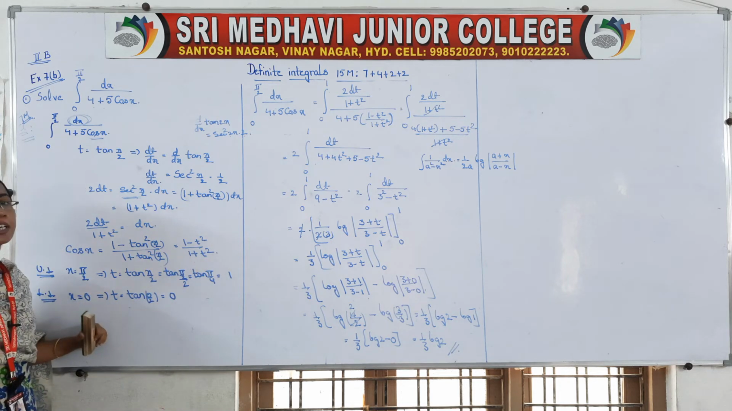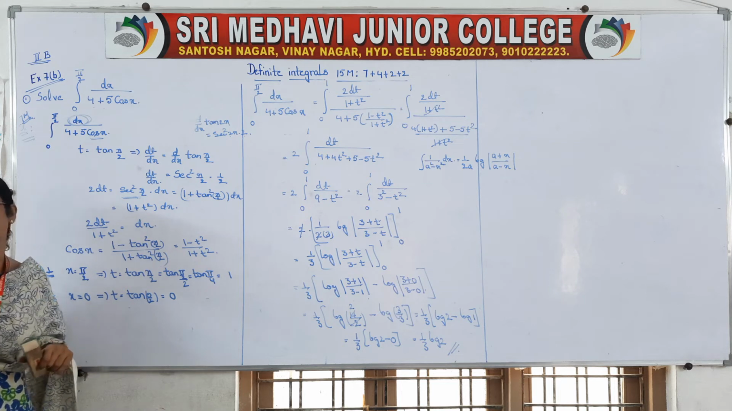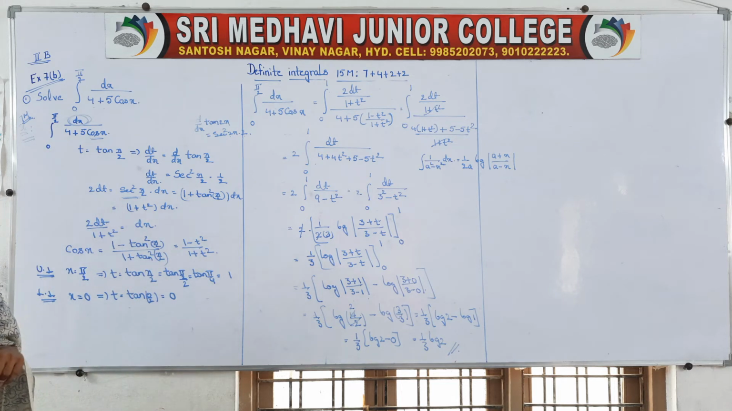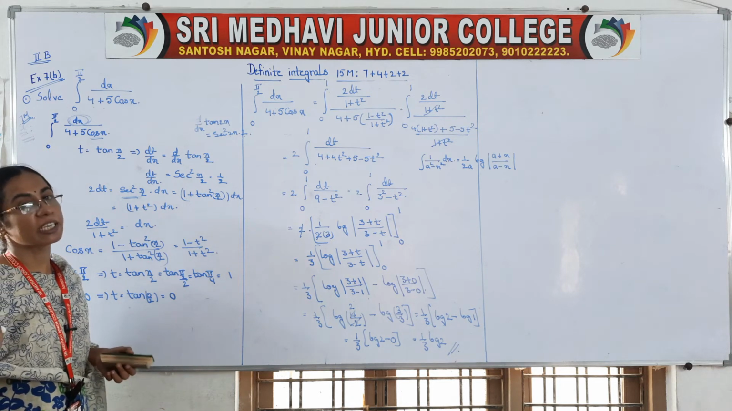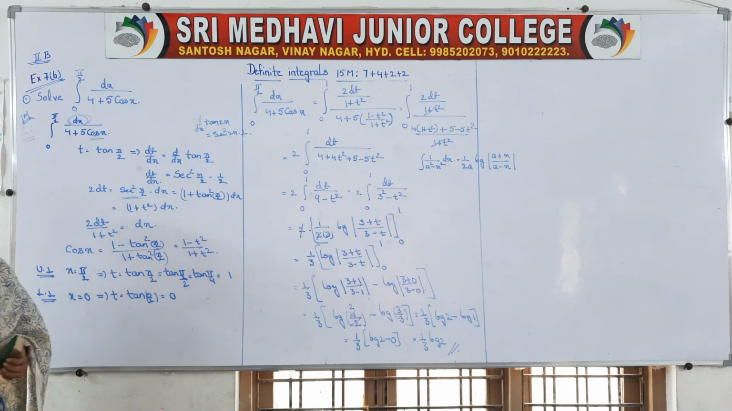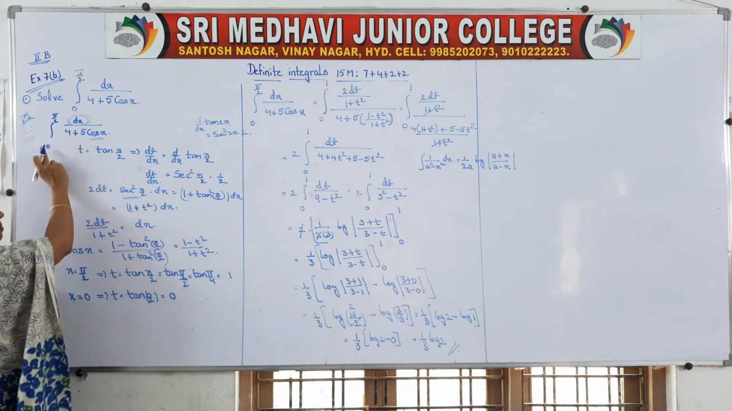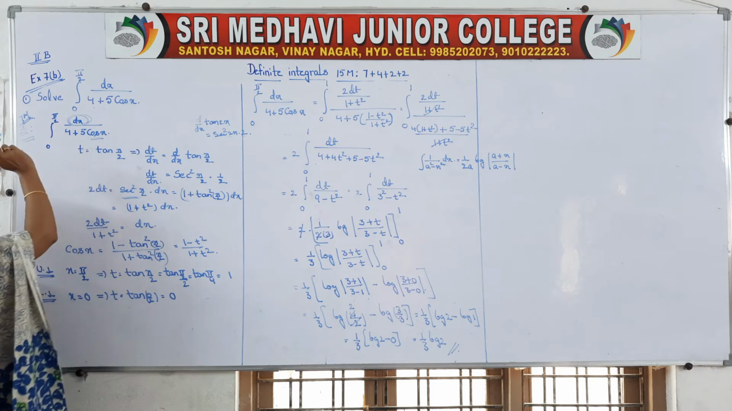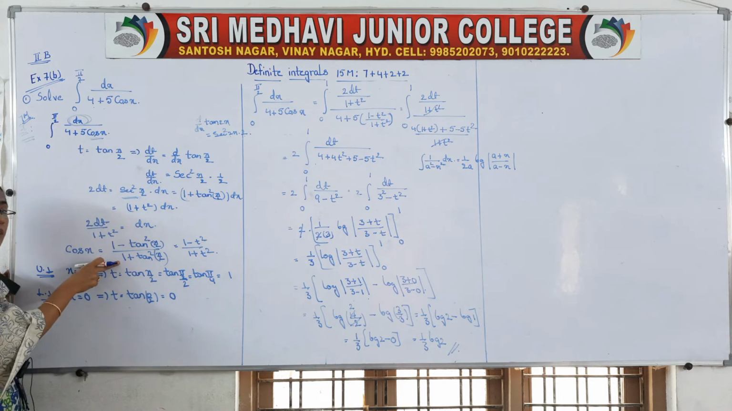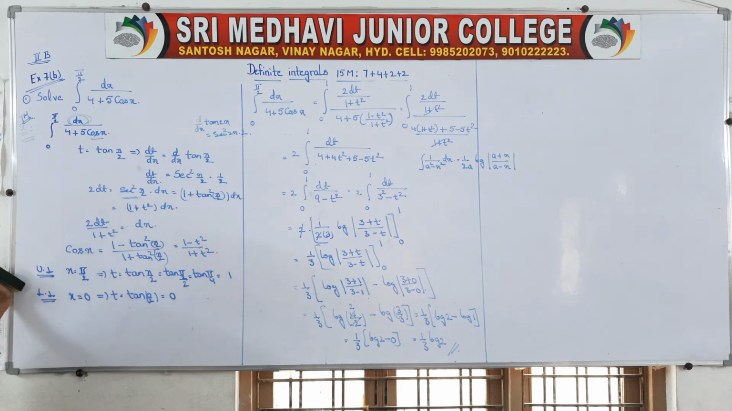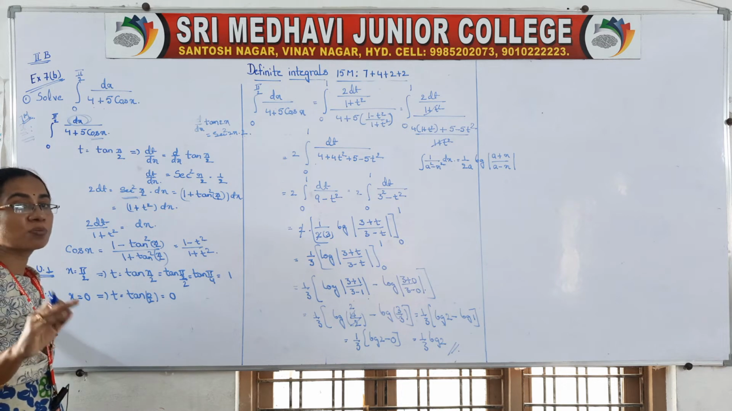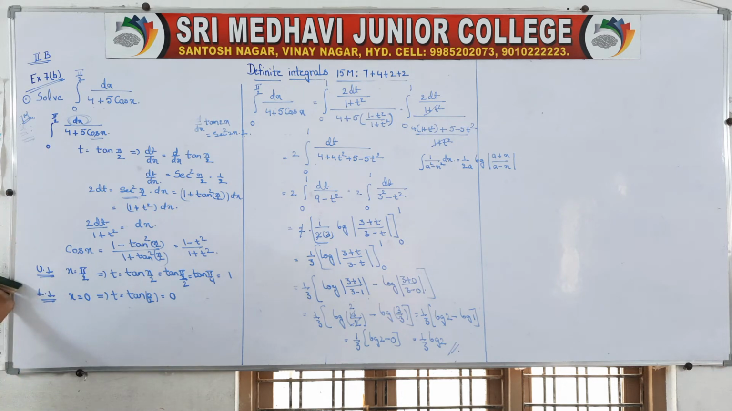Whenever in definite integrals we go for substitution, we have to change the limits. Why do we have to change the limits? By substitution we convert the problem in terms of t, so the limits also must be with respect to t. If the given problem is in terms of x, the limits are from x is equal to 0 to x is equal to pi by 2. But I converted the problem in terms of t, so the limits also must be in terms of t, from which value to which value.